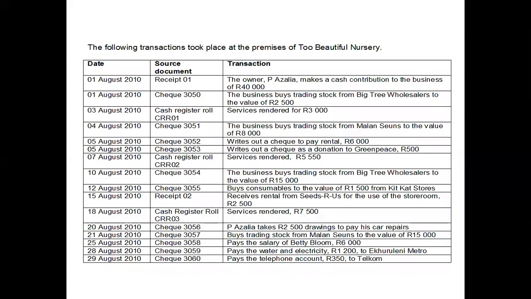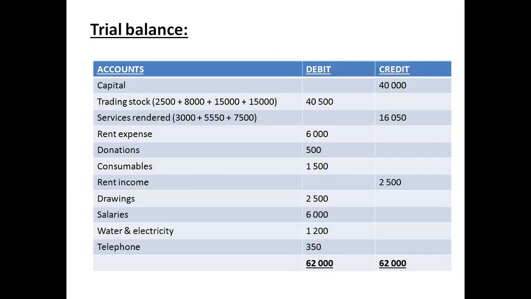The next transaction. We are there on the first one on the 5th. Write out a check to pay rental, 6,000 Rand. So you need to pay the rent. So it's a rent expense transaction of 6,000 Rand. Rent expense is an expense. Expenses must always be on the debit side. So remember, rent expense, debit side, 6,000 Rand. Right, in the trial balance, there is rent expense, 6,000 Rand, debit side, because the rent expense is an expense, and expenses must always be on the debit side. Think of Lady Adelec.